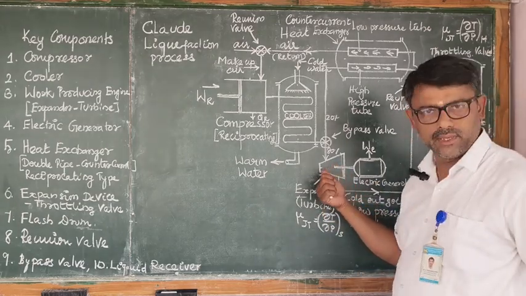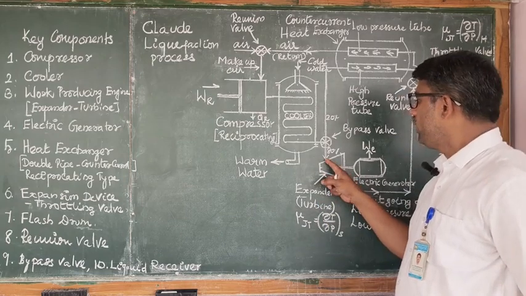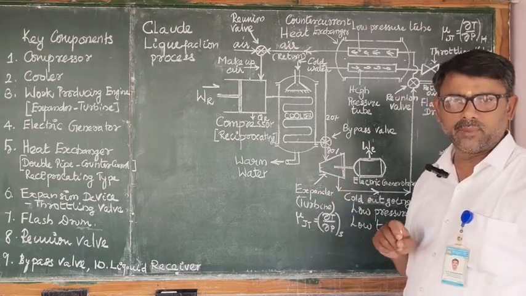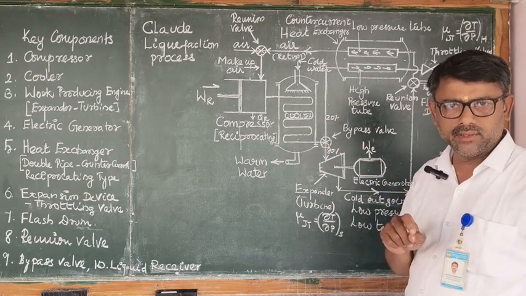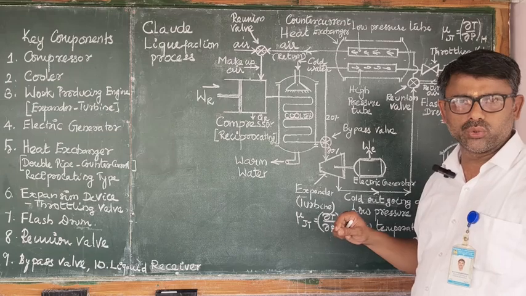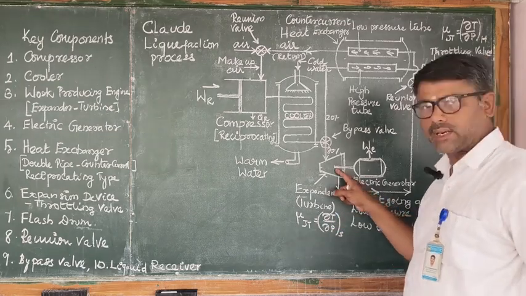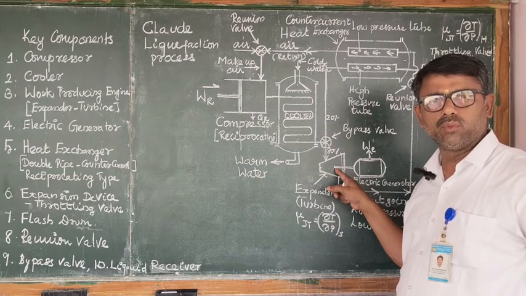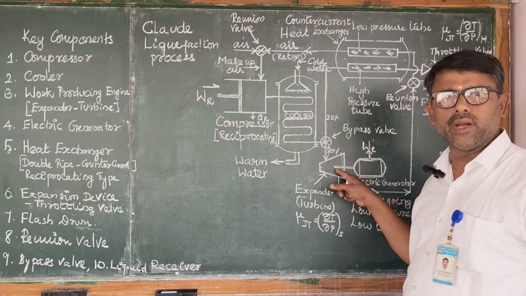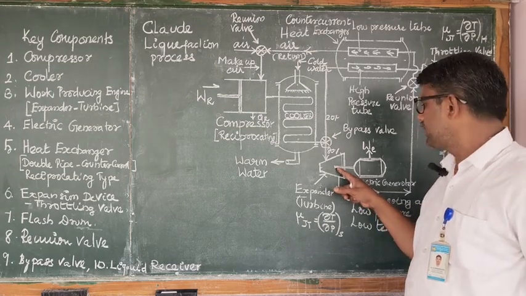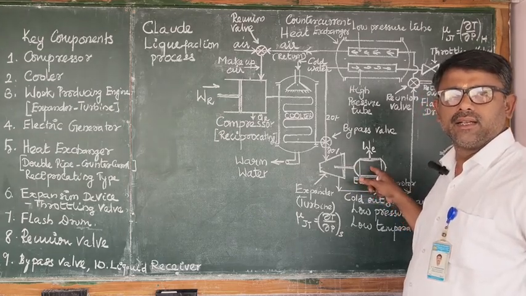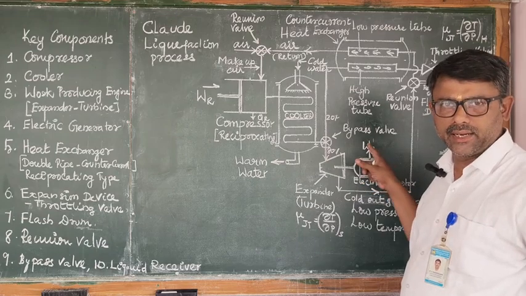What happens in this expander? Once air enters the expander, it expands. Due to expansion, the work done by the air is used to rotate the shaft of the turbine. The turbine shaft is connected with the electric generator, which is used to produce electrical energy.